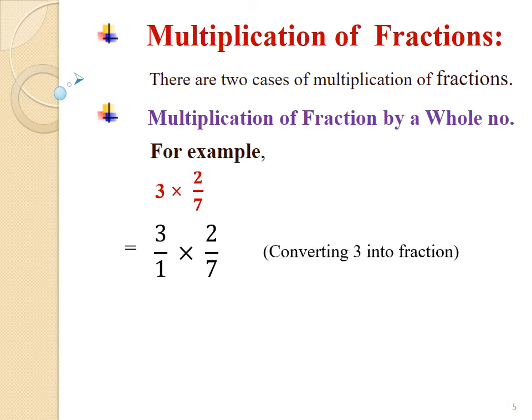Students, we know that in order to multiply the fractions, we have to multiply numerator with numerator and denominator with denominator. Thus, multiplying numerator 3 by numerator 2 and denominator 1 by denominator 7, we get 6 upon 7. Thus, 3 multiplied by 2 upon 7 is 6 upon 7.